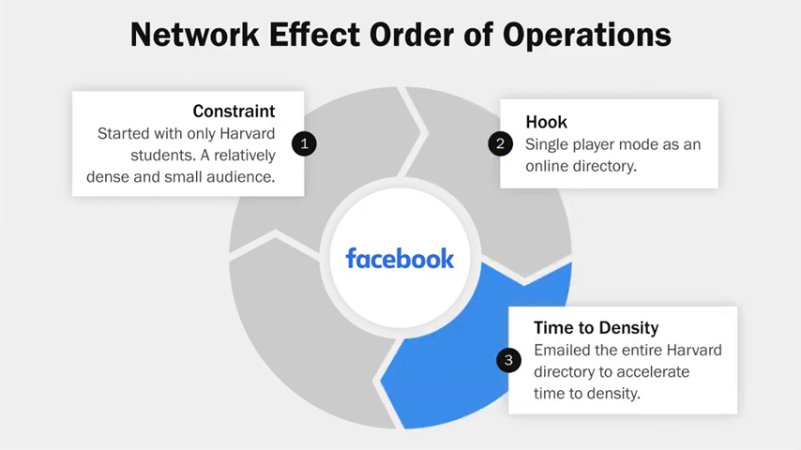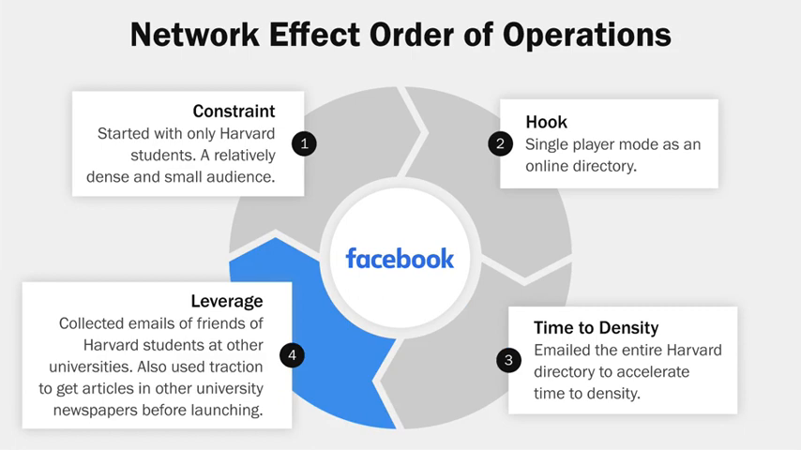The next step was figuring out, how do I accelerate that time to density for that initial constrained audience that I have? And what Zuckerberg and crew did is that they emailed the entire Harvard directory to accelerate the time to density. And finally, they figured out a way to leverage that into the next audience by collecting emails of friends of those Harvard students at other universities. And once they had enough emails at those other universities, they would launch that university, another constrained audience, which would go through this framework again.